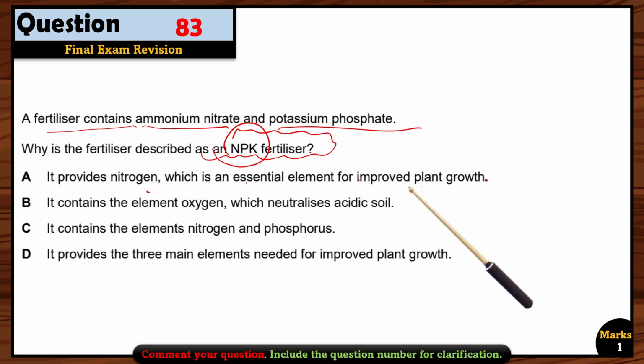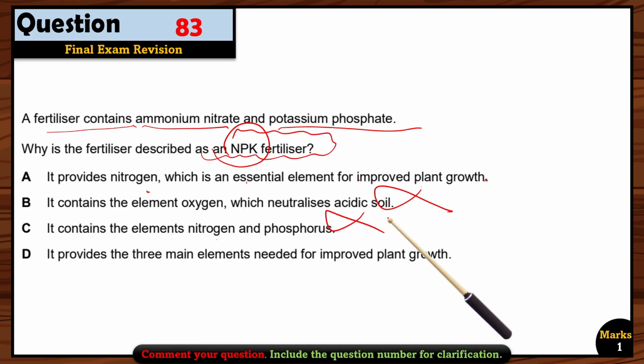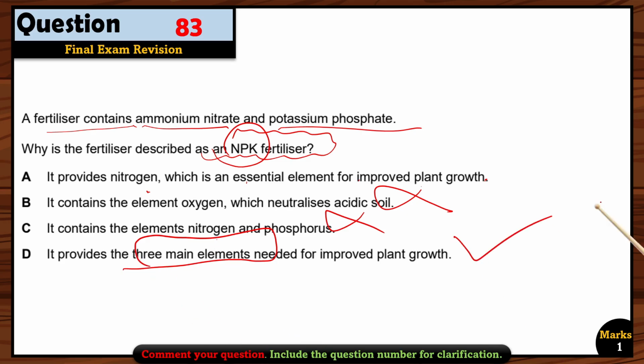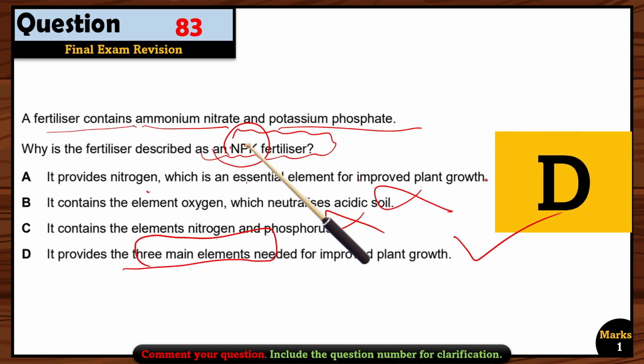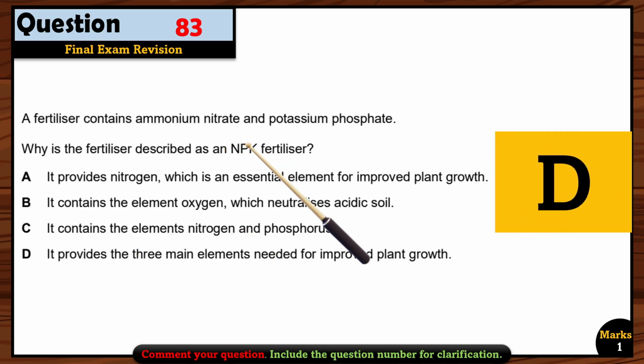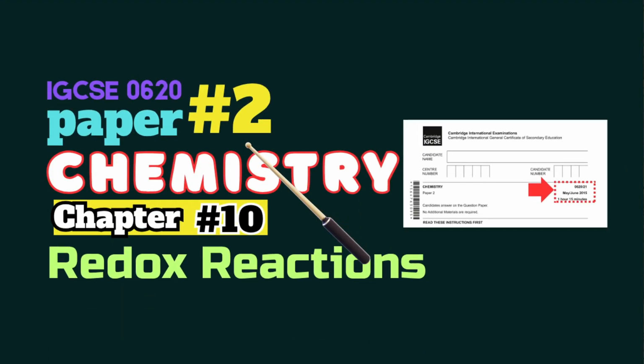It contains the element oxygen. It contains the element nitrogen and phosphorus. But where is potassium? It did not. Now this one: it provides the three main elements needed for improved plant growth. That's why we call them NPK fertilizer, because it has three elements, N, P and K. So option D is the only right option for this question. I hope these questions related to chapter 9 are clear to you.